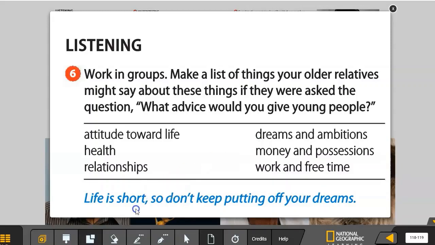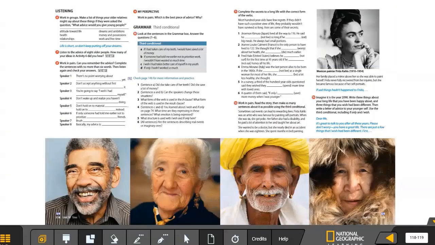And then we have an example. Life is short, so don't keep putting off your dreams. Remember, putting off is just like to postpone your dreams. Okay, guys, so what advice could someone older give to you? To young people. Here, guys, I have some ideas for you.